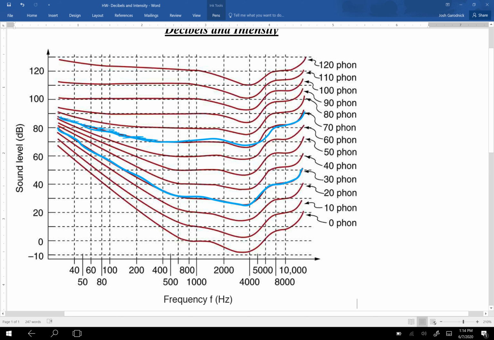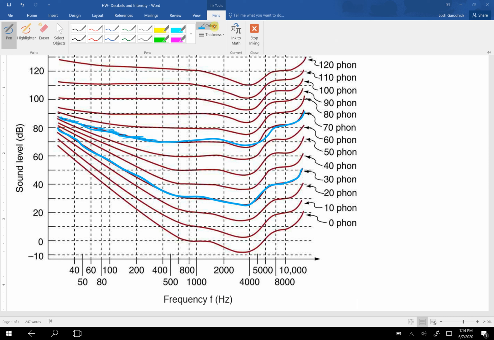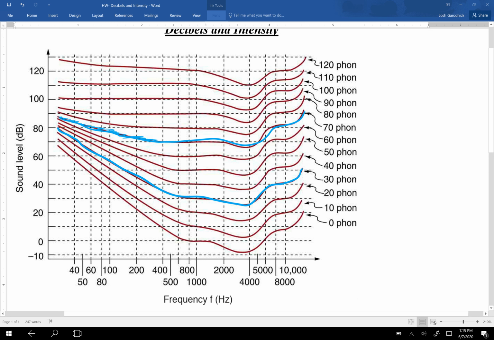So what does this really mean? All right, well, let's take an example. I'll go with some green here. If I look at the 30 fon line, I go to 1,000 hertz. Here's 1,000 hertz, and I go up, and I put a dot. That goes over and hits 30 decibels. So 1,000 hertz at 30 decibels. That's what we're hearing. That's a 30 fon hearing.